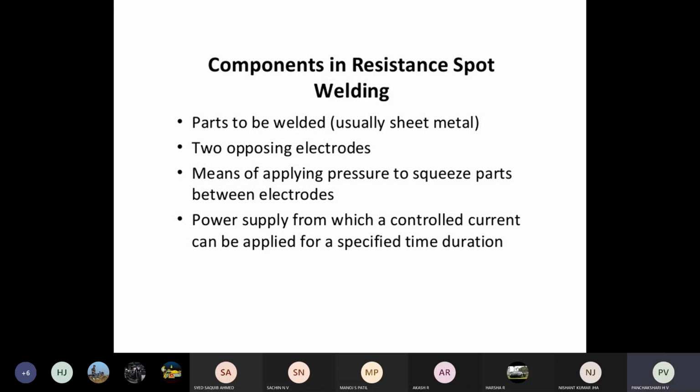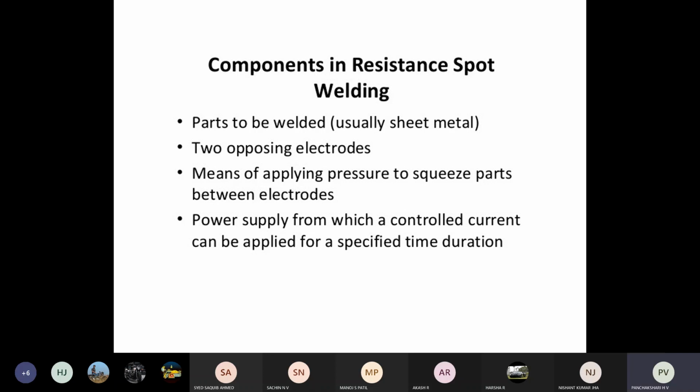Then a power supply from which a controlled current can be applied, so a power supply unit is required. Then a force or pressure application device is required. Then the two opposite electrodes are required, and metal parts are required. These are the basic components of a spot welding process.